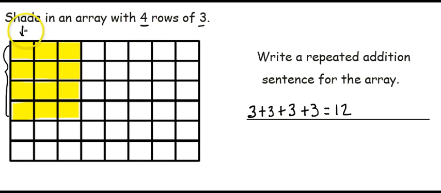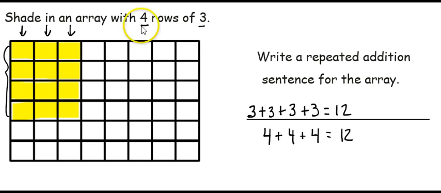Or I could write an addition problem showing the squares in each column. Each column has 4 squares, and there are 3 columns. So 3 groups of 4 would also equal 12.